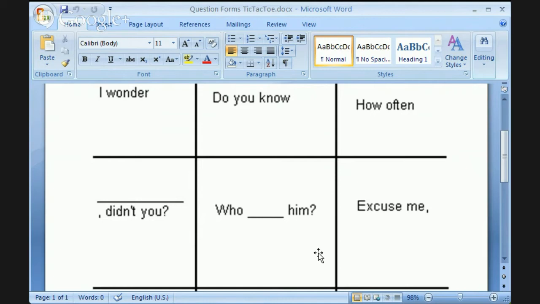Tutor. Who blank him? Past tense. Who did you think took him? Okay. Who did you think took him? Is that correct? Who do you think took him? Well, it's kind of a present tense question. Who do you think took him? Or who did you think at that moment?